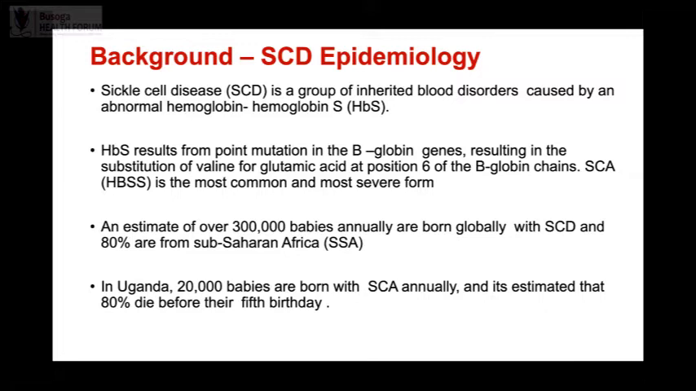This is not really important, but some people might want to know. All the pathology comes from just that point mutation. There are different types of sickle cell disease, but sickle cell anemia, which is a homozygous type, is the most common and the most severe form. And in Uganda, almost 99% of sickle cell disease is sickle cell anemia. So when you talk about sickle cell disease in Uganda, you're almost exclusively talking about sickle cell anemia.